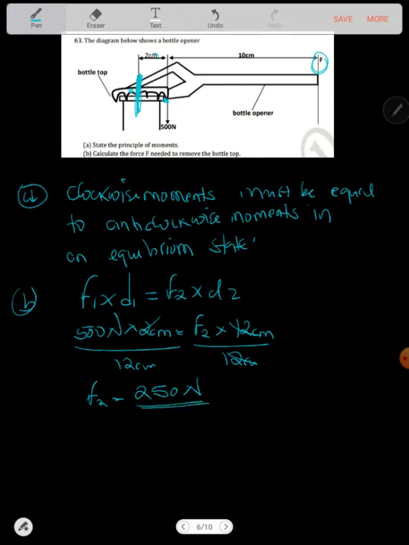Can this be true? Yes. The shorter the distance, the more the effort. The longer the distance, the less the effort. So we are certain that this answer is correct. That's the principle of moment, and this is the force. Thank you.